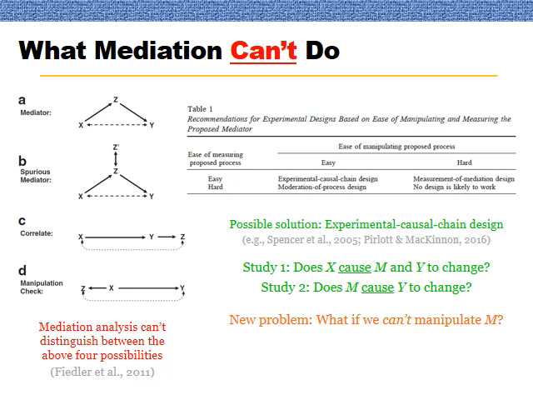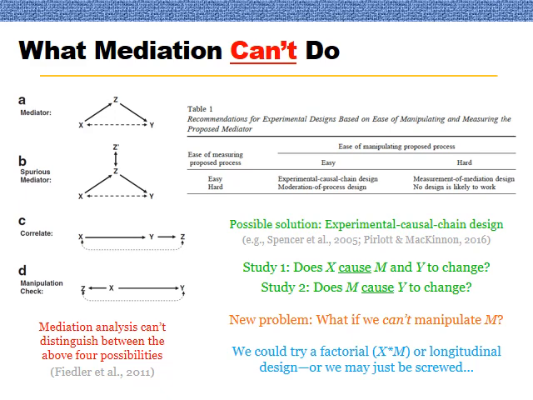The problem is, many of these variables are things that we can't manipulate. For example, we can't manipulate how neurotic a person is or how depressed a person is. Maybe we can, but it would be very challenging to do that. Other variables we can't manipulate at all, things like sex, for example. In those situations, we could try using a factorial design by crossing the x and m variables together. We could try using a longitudinal design to see how those variables change over time. But in some situations, we might just be SOL.